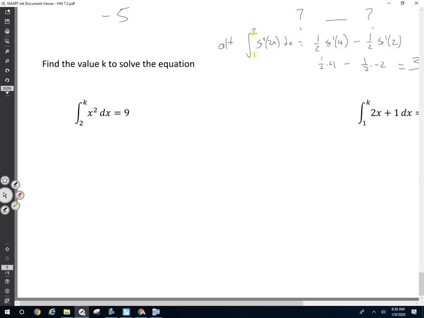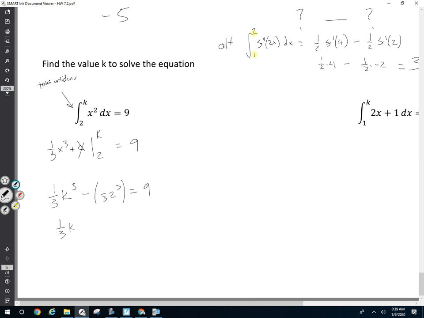Find the value k to solve the equation. Okay, this is great. From 2 to what value will the area under x squared equal 9? Well, this is showing you, take the antiderivative. So I take the antiderivative, I got 1/3 x cubed plus c. Tells me to evaluate this from 2 to k, and that should be equal to 9. Okay, this plus c won't matter. So I plug in k. I now have 1/3 k cubed minus 1/3 2 cubed, and that should equal 9.